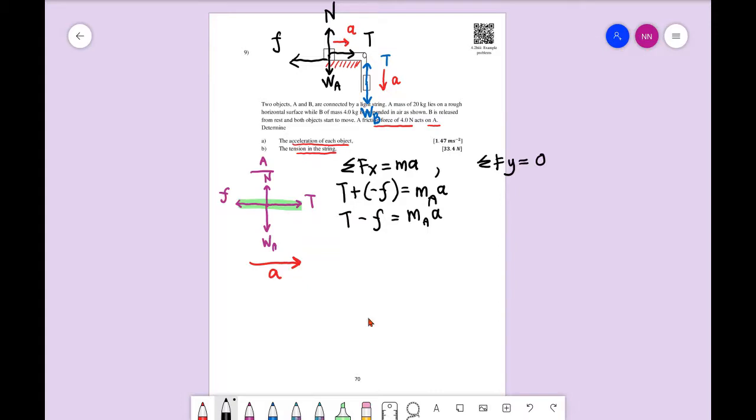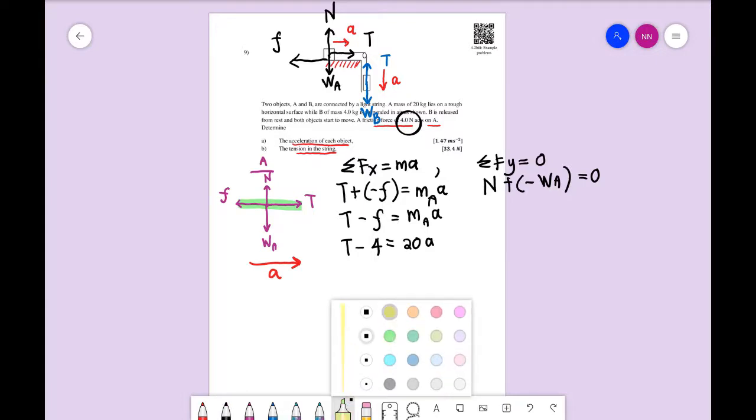So T minus friction equals to mass A times acceleration. T is the unknown, and friction is already given, 4 Newton. Mass of object A is 20 kilogram, so 20A. So for component Y for object A will be N plus negative weight of object A equals to 0. For Y component, N and weight A.